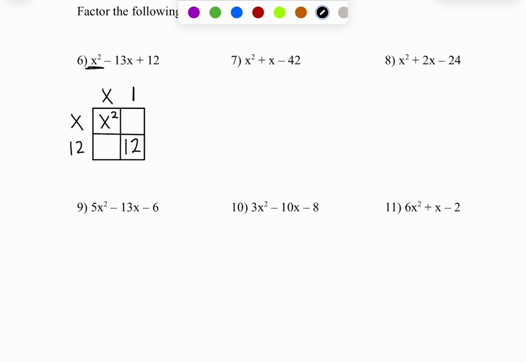But those numbers do matter because what happens in the middle with negative 13x is these two things after they're multiplied, so this is 12x and this is 1x, have to add so that they equal negative 13x. And as you can see, right now that equals positive 13x. So I'm going to make those negative. These still will multiply to a positive 12, but they will add to a negative 13x. So the two factors are going to be x minus 1 and x minus 12.